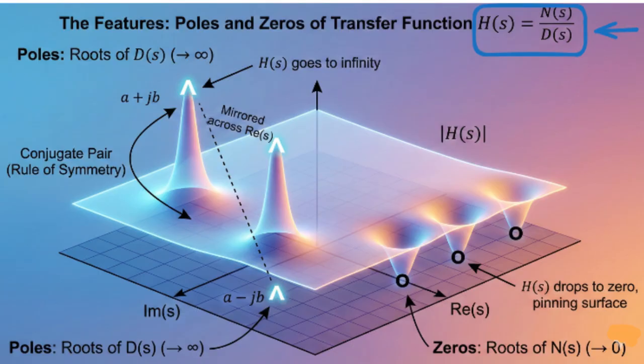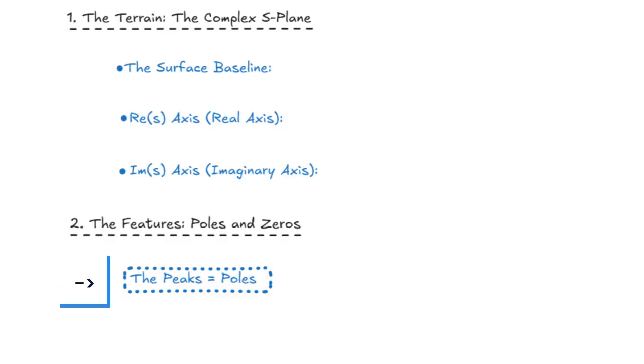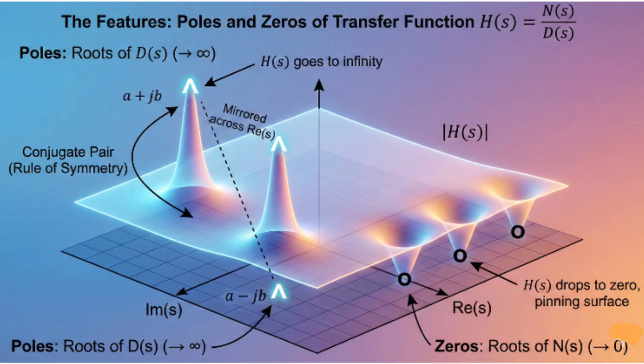This diagram visualizes the transfer function called H of s, which is equal to N of s divided by D of s. The peaks equal poles. The peaks marked with a caret represent the poles of the system. What they are: poles are the roots of the denominator D of s. At these exact points in the s-plane, the transfer function's value goes to infinity, hence the tall peaks rising from the surface.